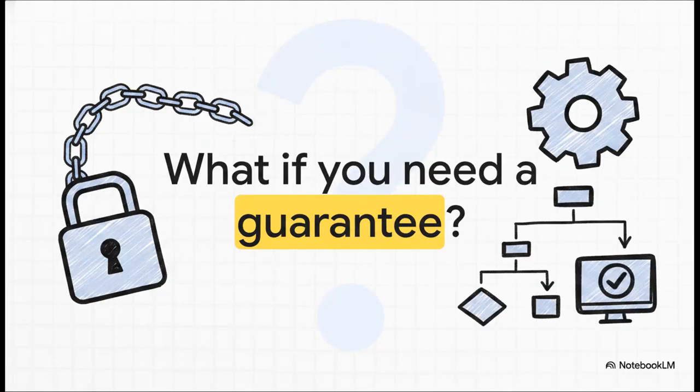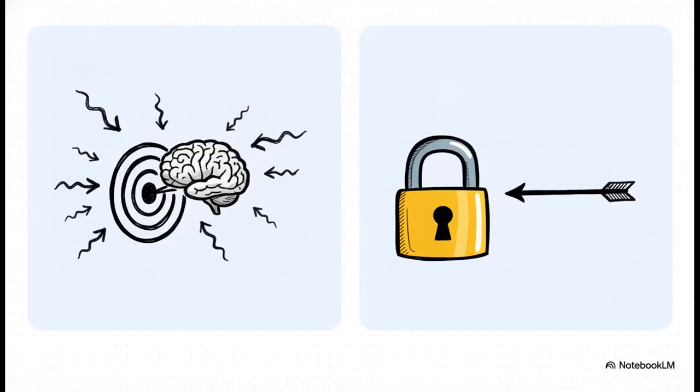So, what if you need a guarantee? Think about it for a second. Imagine a scenario where you don't just want Claude to probably run your code formatter after it edits a file. You need it to absolutely guarantee that it happens, zero exceptions. You really don't want to be relying on the AI just happening to remember a rule that's buried way down in your system prompt.